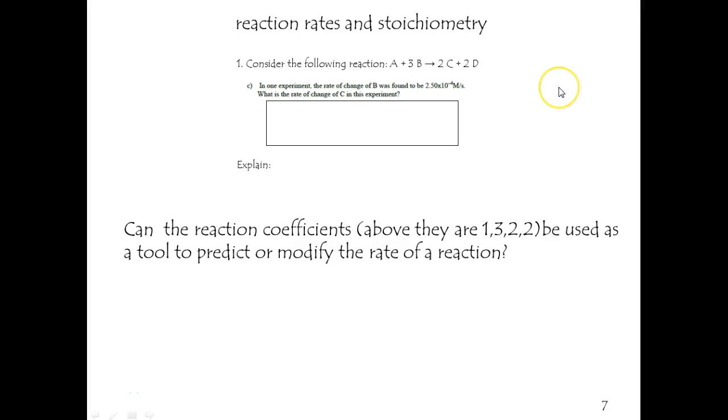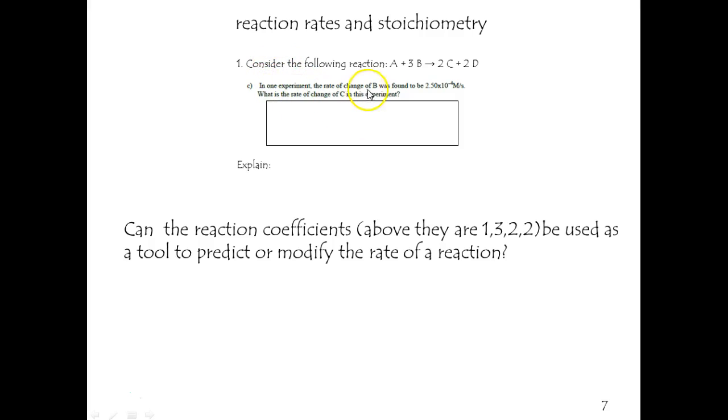Is the reaction rate related to stoichiometry? Well, you don't want to take that too far, but the relative rates of one reactant to another, sure, they are related to the stoichiometry. And this typically shows up at the beginning of a kinetics unit. So let's consider a question.